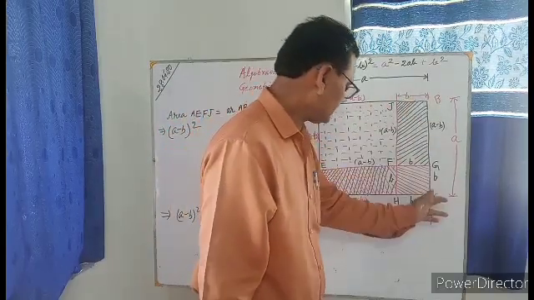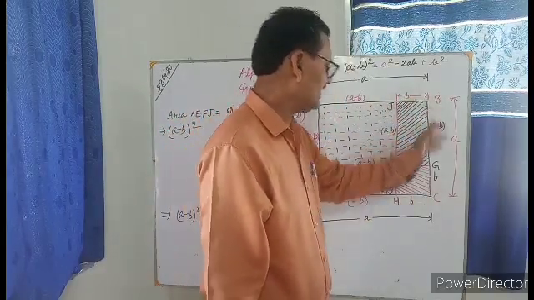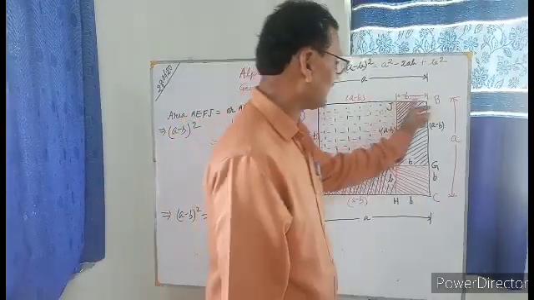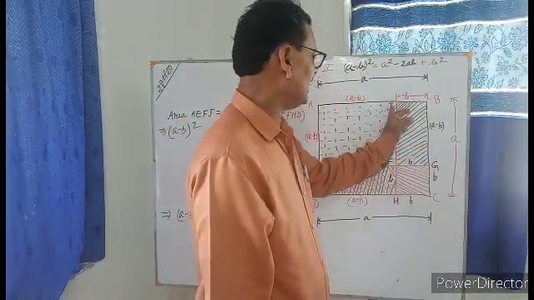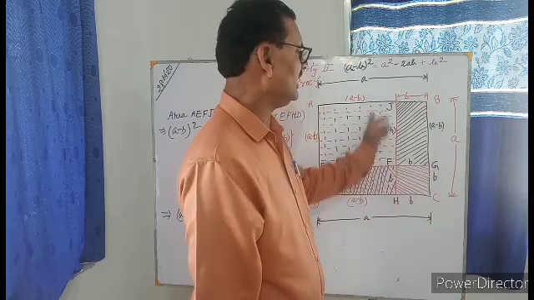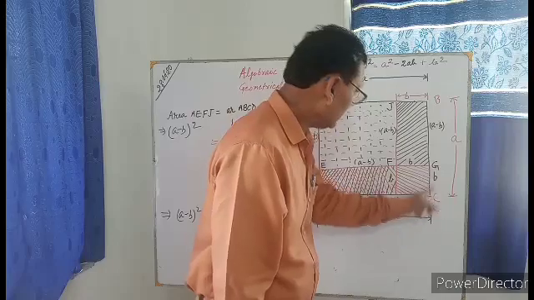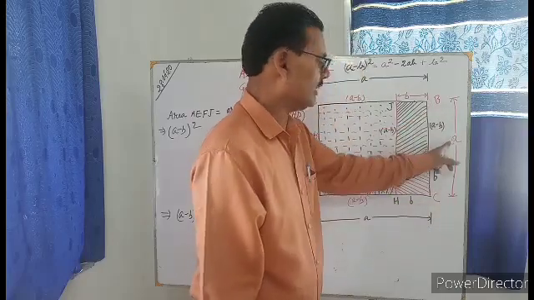Similarly JBCH is also a square. Sorry, it is a rectangle. JBCH is a rectangle whose length BC is equal to a unit.